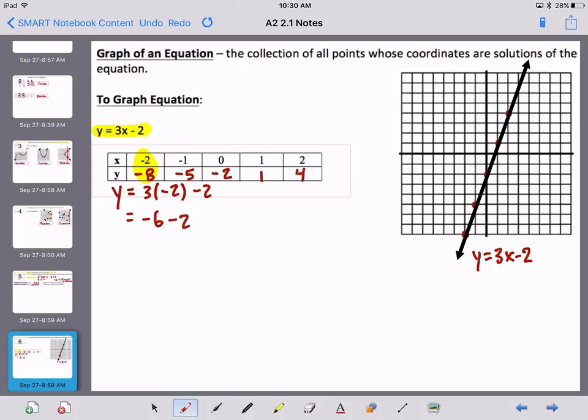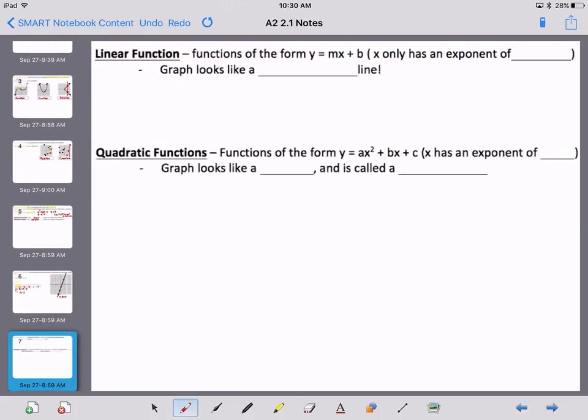Okay, so one last thing that we need to talk about is the different kinds of equations. The first that we're going to talk about, which we've talked about a lot so far, are linear functions. Those are always in the form y equals mx plus b, and they always have an exponent of 1 on the x variable. The graph is going to look like a straight line. So if we would have our y and our x plane, this would be an example of a linear function, a straight line.